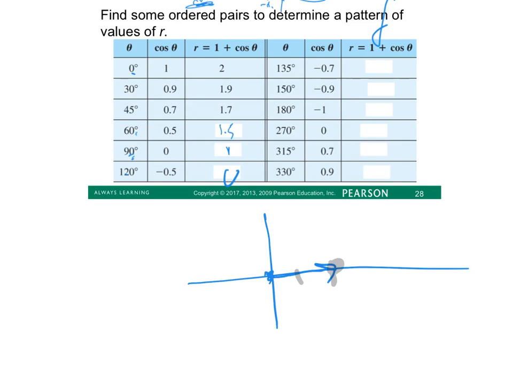30 degrees, go up a little bit to 30, and you're going to 1.9. That's less. Not quite 2. 45, it's in the middle here. It's even less. 60, a little more, and that's even less. 90, that's here, up 1. So here's what the picture did.